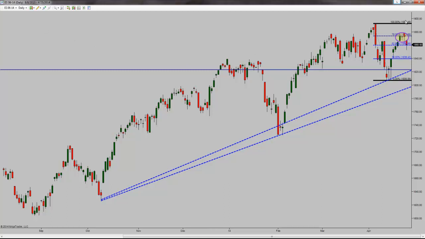If they come up and they take out these highs, then sky's the limit once again. If the market finds the wherewithal to do that.